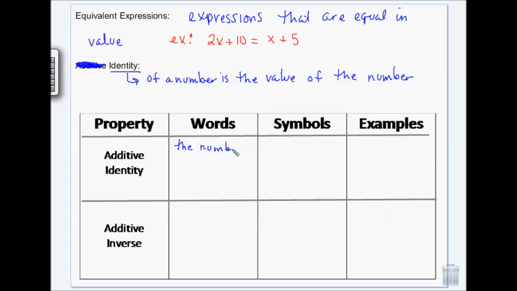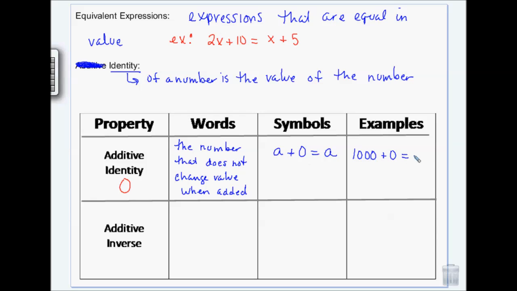Like 0. Exactly. The additive identity is 0. So if I have some number A and I add 0 to it, I still get A. The identity of A did not change because I added the additive identity. And it doesn't matter what number I use. If I pick 1,000 and I add 0 to it, how much does it equal? 1,000.